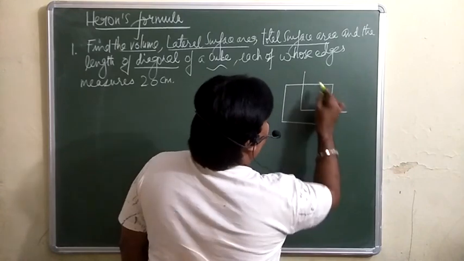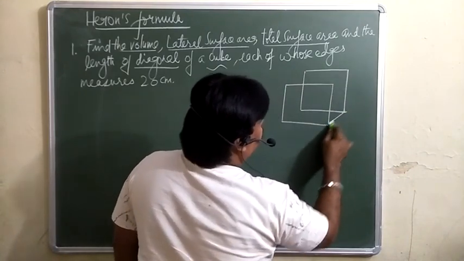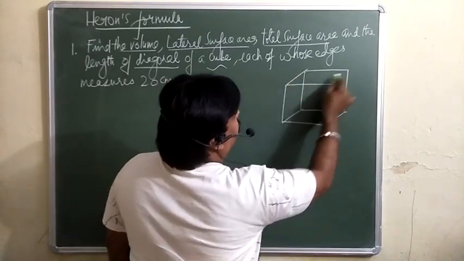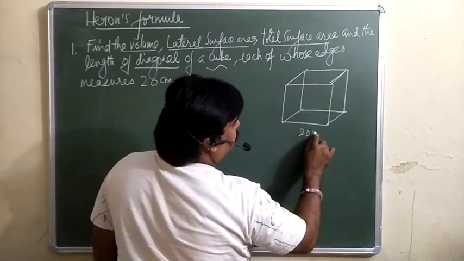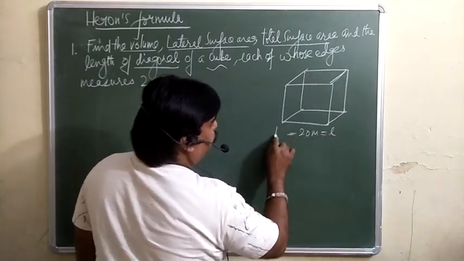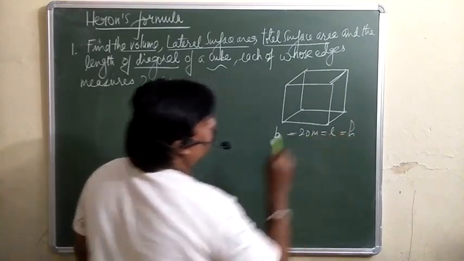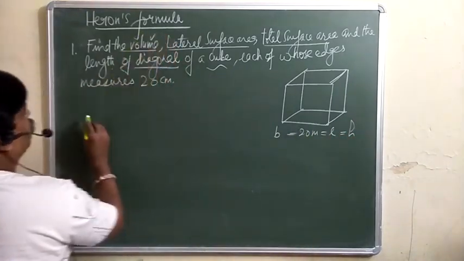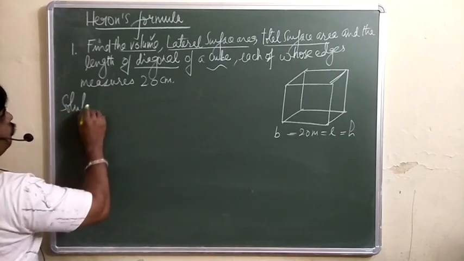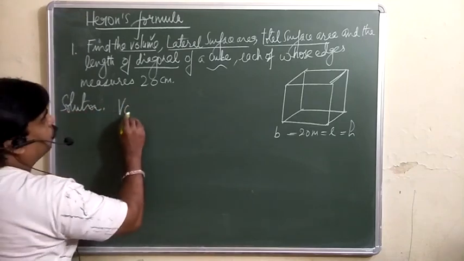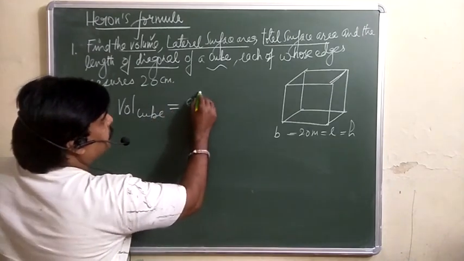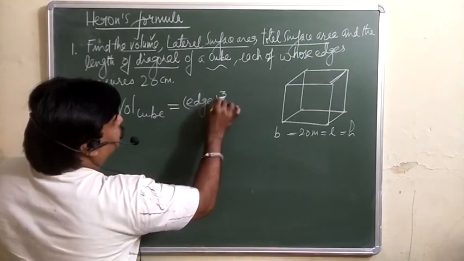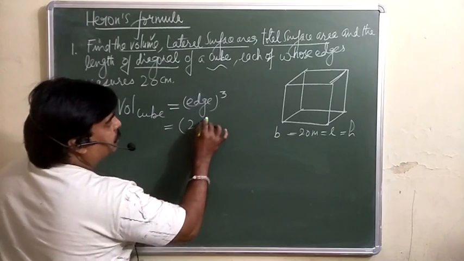This is your cube. The side is already given, that is 20 centimeter. Length, breadth and height are all this one. First, you have to find the volume. So the volume of a cube is equal to side cube, so side is 20 whole cube.